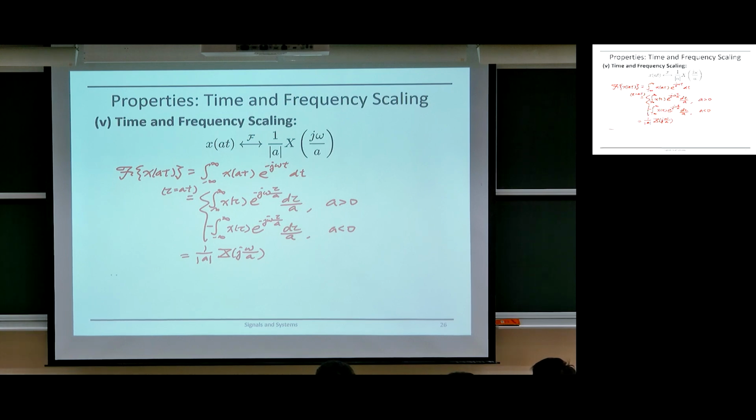So this is a very important property regarding this time and frequency domain relationship. Okay. So compression in time corresponds to expansion in frequency, and vice versa.